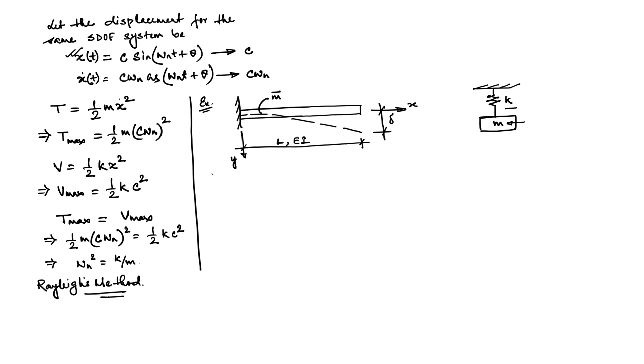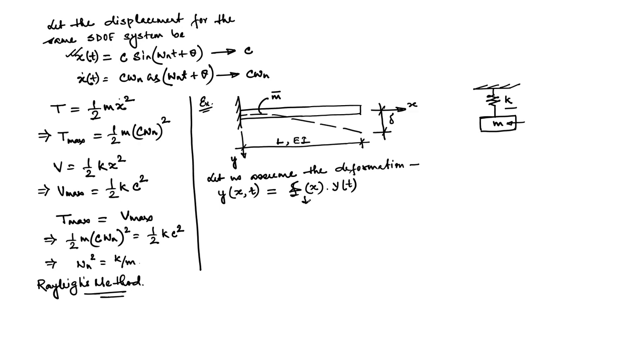and then using these two pieces of information we can find the natural frequency. And for that, let us assume the deformation y, which is a function of x and t, is equal to phi of x times y of t.